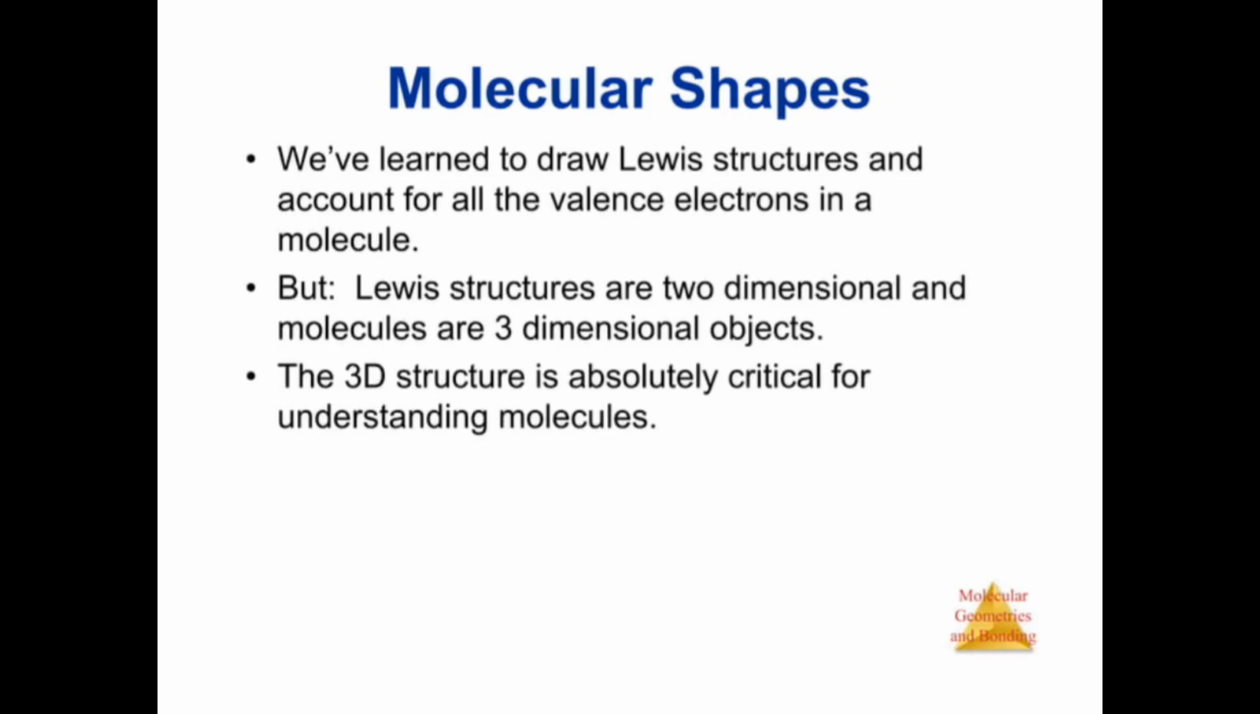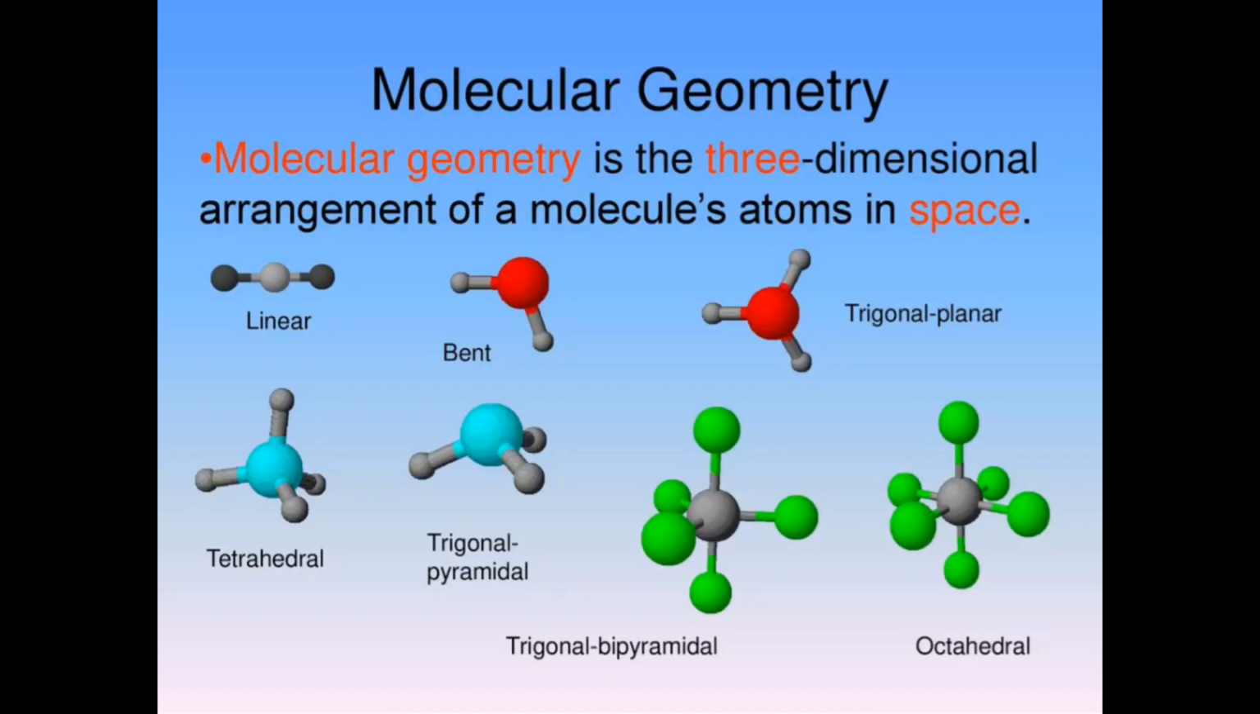Lewis structures are two-dimensional, and molecules are three-dimensional objects. Therefore, there is need for us to have a 3D structure in order to understand molecules very well. So, molecular geometry, therefore, is the three-dimensional arrangement of a molecule's atoms in space.